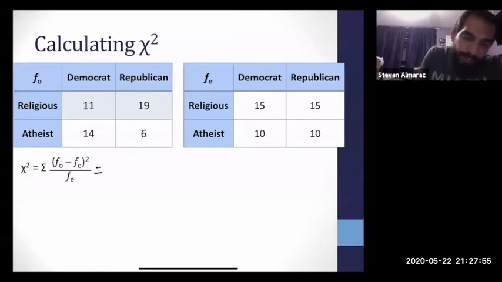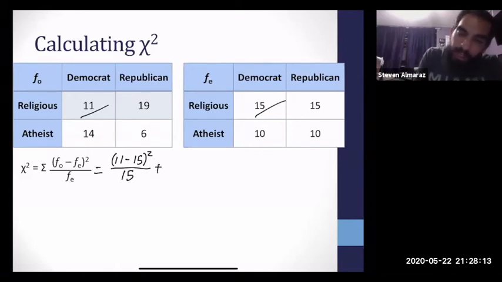So I'm going to start with Democrat religious. Really, you can go in any order. So observed is 11 minus 15 squared over 15. Because we have 15 on the expected for both religious groups, I'm going to do religious twice first. So next I'll work with Republican religious. So 19 is my observed frequency minus 15 for my expected frequency, squared, divided by 15.